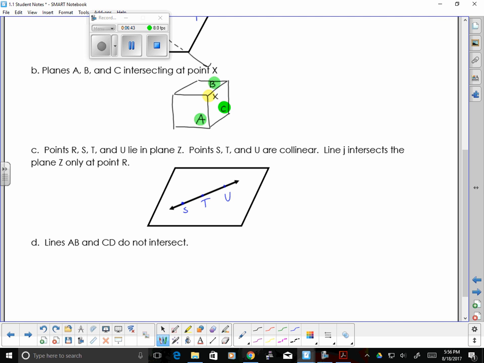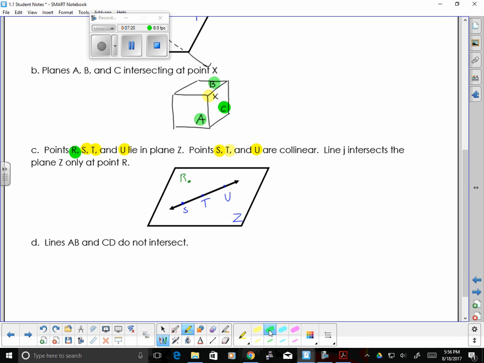Line J intersects the plane Z. So we'll call this plane Z. We'll put the Z down here. Only at point R. Okay, so let's go back and think. Notice, we've got S, T, and U are collinear. But we're missing point R, which has to be in plane Z. So if it's not collinear, it's got to be somewhere else. So I'm going to put point R out here.